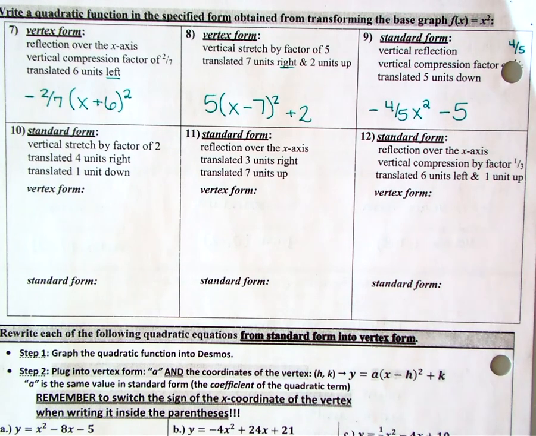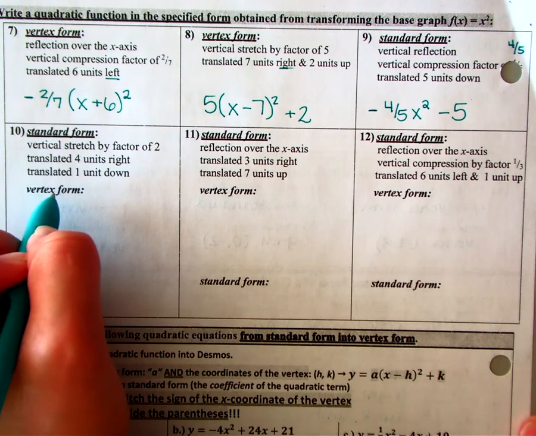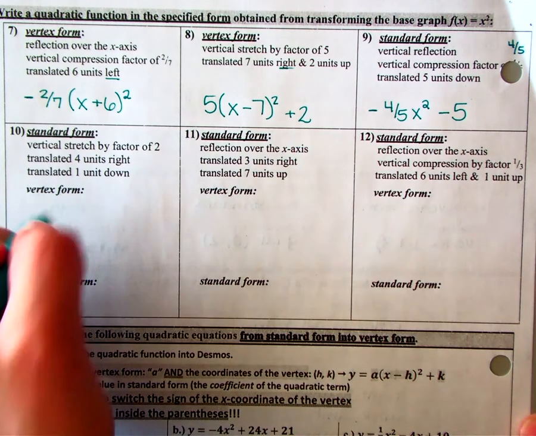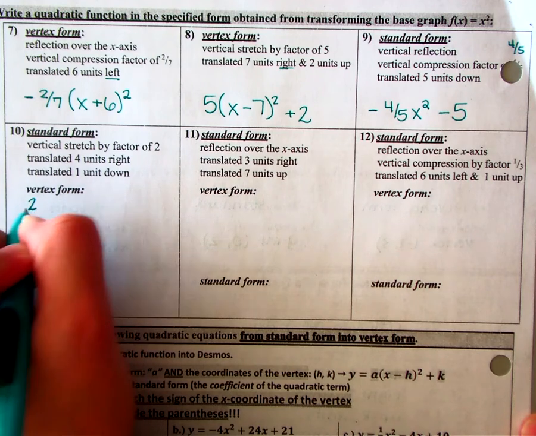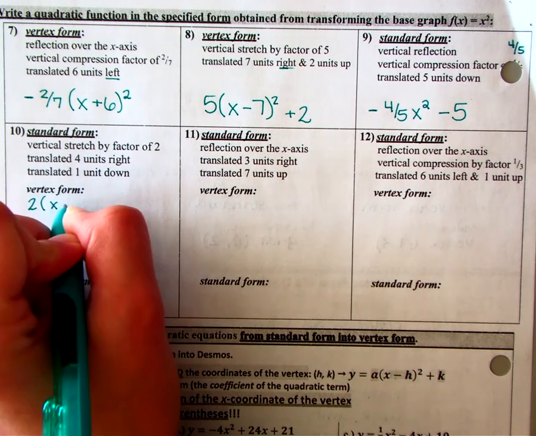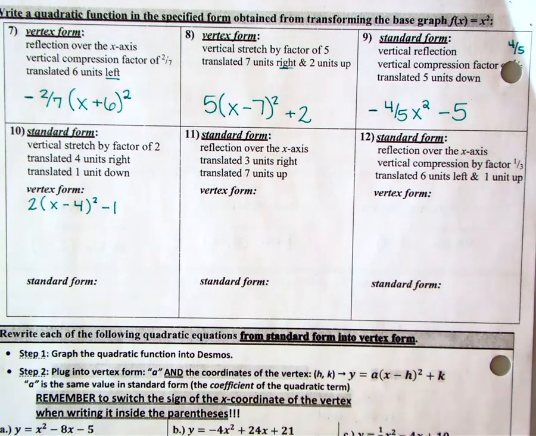And then what we're going to do is go from vertex form to standard form. So given our transformations, we're going to write it in vertex form, and then we're going to use some algebra and get it in standard form. So if we've got a vertical stretch by a factor of 2, we'll have our 2. If we go to the left or right, we need parentheses, so we'll have x minus 4 squared. Since I'm going down, I subtract 1.